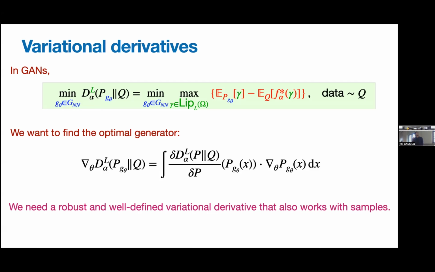Then if we want to optimize the parameters of the generator neural nets, we typically use a gradient-based method. If you take the gradient with respect to the neural net parameters of the generator, it can be written in this form, where this term is the first variation of the divergence with respect to the first input. In this sense, to achieve robust generative modeling, we need a robust and well-defined variational derivative that also works with finite samples, right?